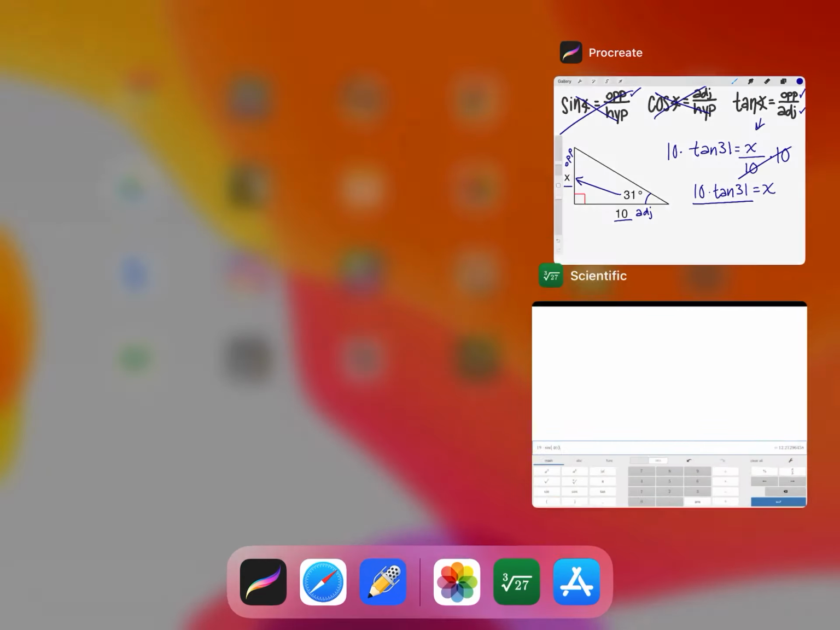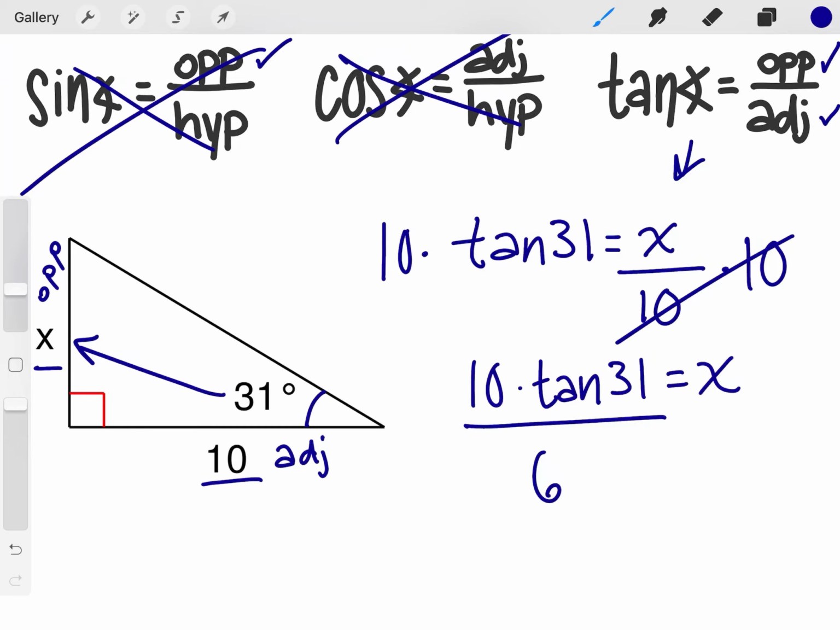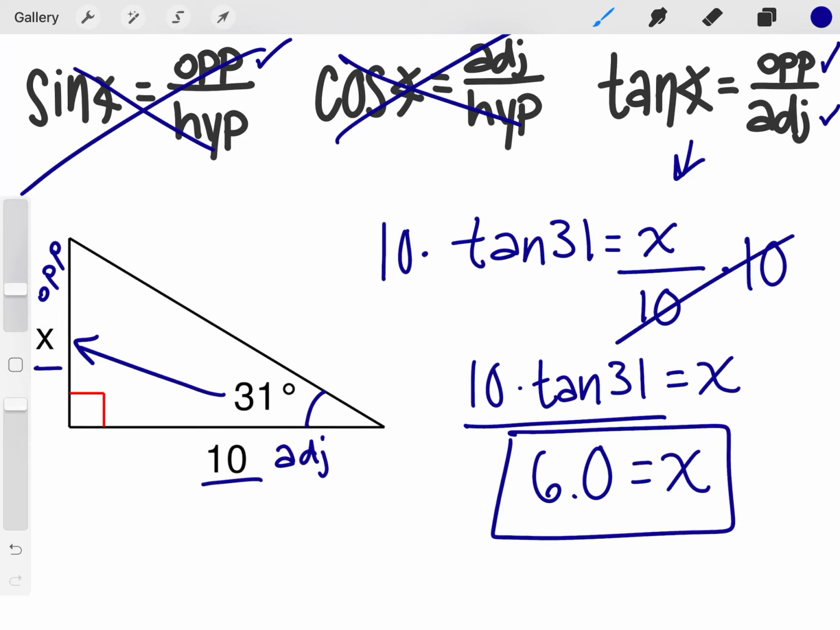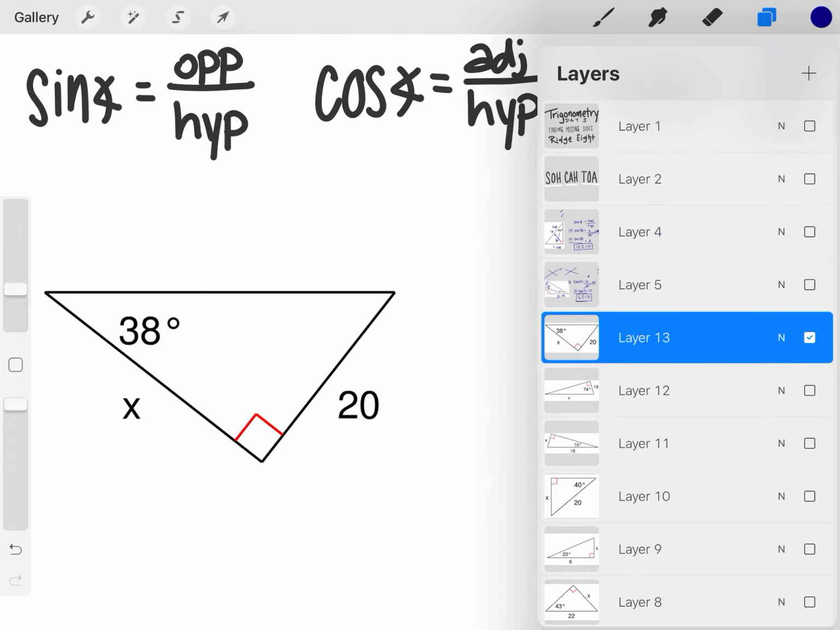Now I'm going to go ahead and plug this into my calculator. 10 times tangent of 31. Clear, 10 times tangent of 31. Close parentheses. I get 6.008 and so on, but I'm only rounding to the nearest tenth, so I get 6.0. All right, that is my answer to that problem. That is how long this length is. That's 6.0 units long.